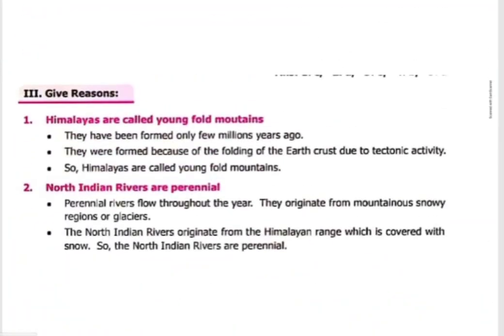Give reason also. Already I made you mark this one. I am explaining now. So what is the question? The first one, Roman numeral three, give reason: Himalayas are called young fold mountains. Why? Give some reasons why the Himalayas are called young fold mountains.